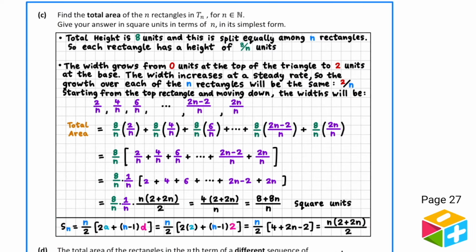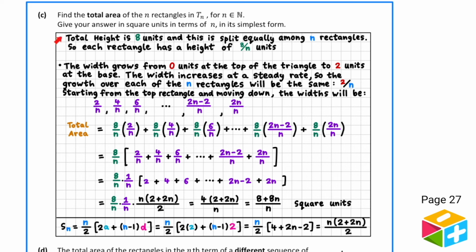In part C, we must find the total area of the n rectangles in T of n. In part B, we found the total area of the 3 rectangles in T of 3. To solve this question, we simply need to generalize the strategy we used for part B. The total height of the triangle is 8 units.